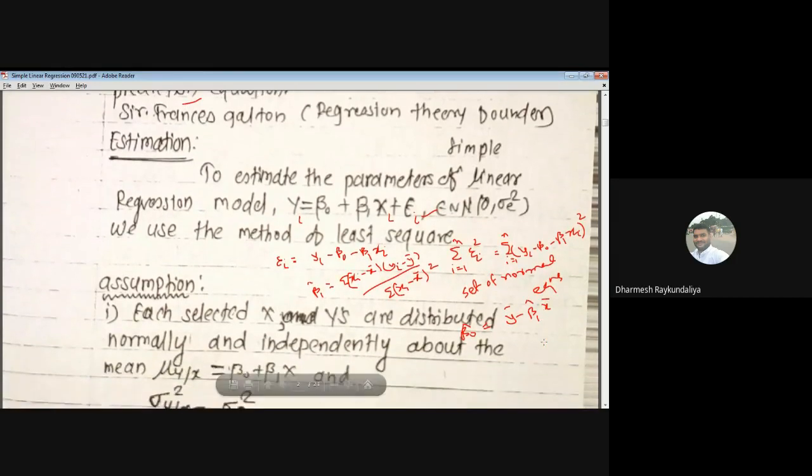Method of least square means you have to minimize this quantity, the sum of square due to error, because epsilon is nothing but the difference between the observed value and the true value. It is known as the error.